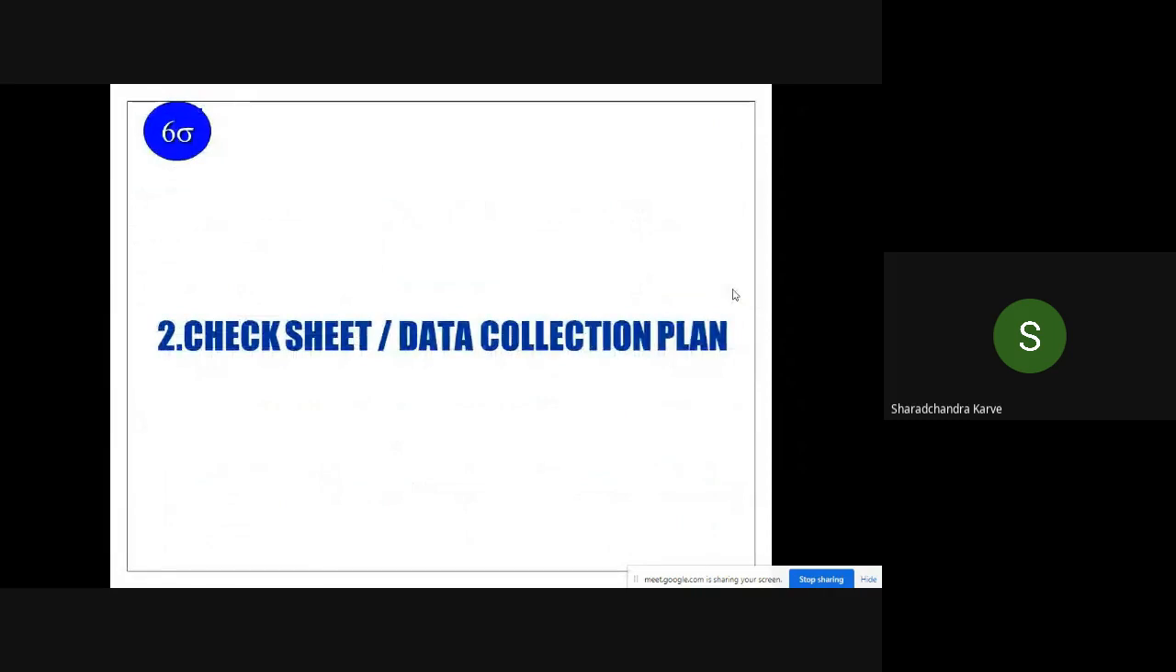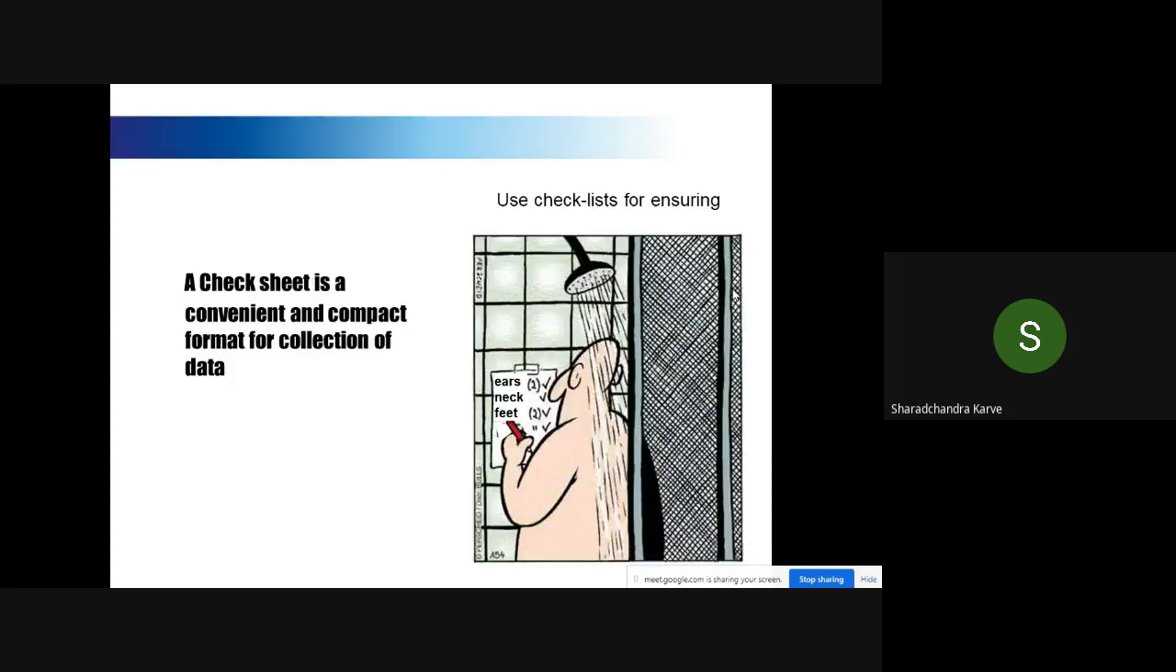So this is a check sheet, which can also be called a data collection plan. Next slide, please. What do you understand by a check sheet? If you are going out somewhere for travel, probably you have a list of activities to be done, and you tick that this is done, this is done. As you can see in this picture, somebody is having a bath, and he probably ticks a checklist whether he has cleaned the ears, neck, feet, etc. Just ticking that is what is called a check sheet, checklist, or ensuring checklist.